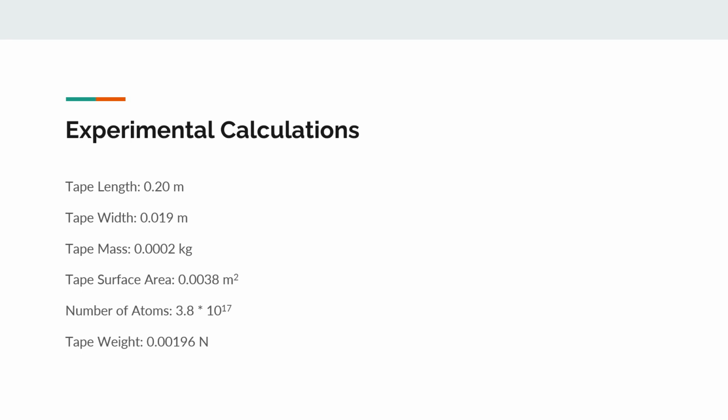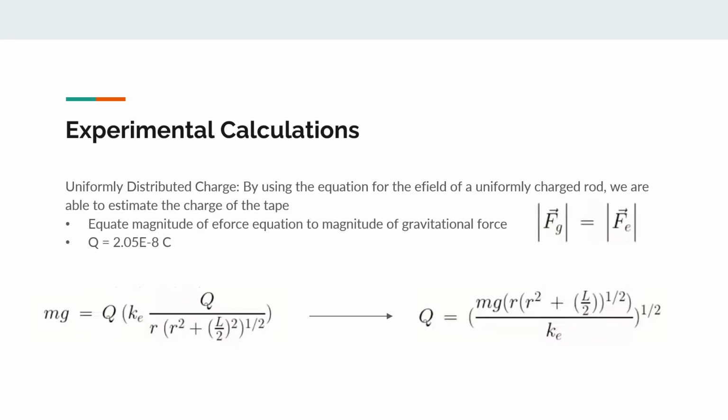Here are some experimental calculations gathered, including the tape's length, width, mass, surface area, and its weight, calculated using gravitational force. By using the equation for the E field of a uniformly charged rod, we are able to estimate the charge of the tape. We equated the magnitude of the electric force equation to the magnitude of the gravitational force equation, in which we rearranged the equations to determine a value for Q, our charge, which turned out to be 2.05 times 10 to the negative 8 coulombs, when plugging in our known experimental calculations.